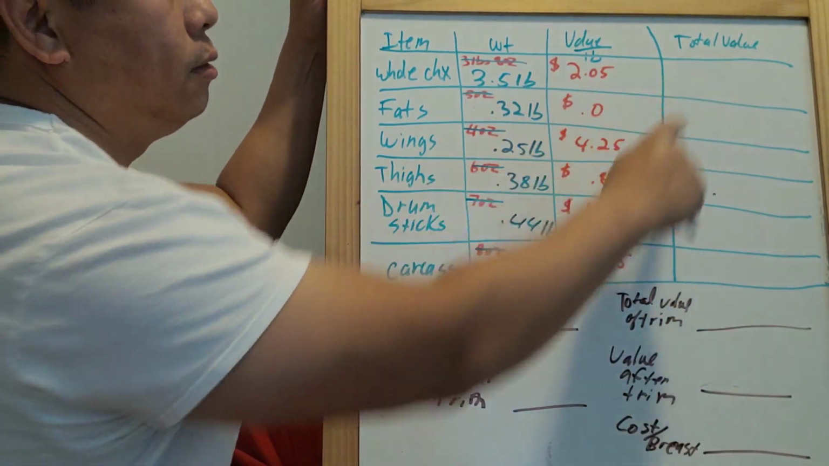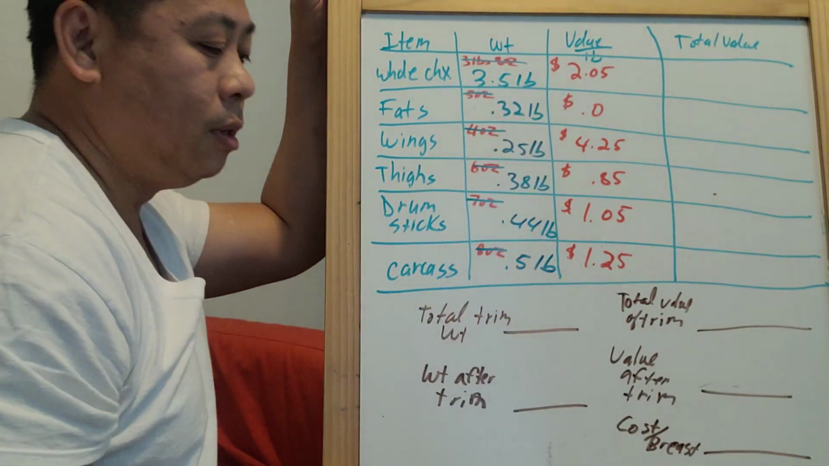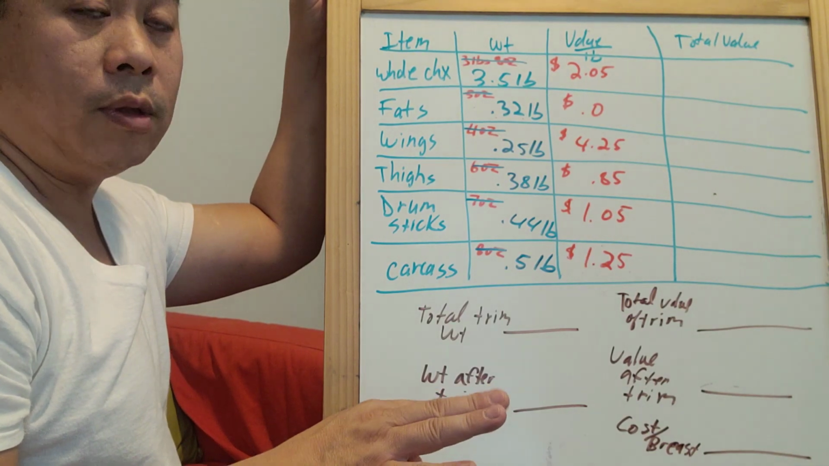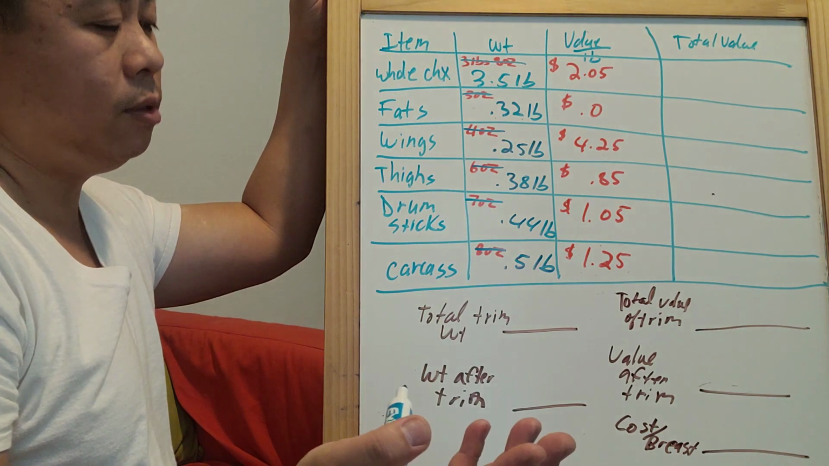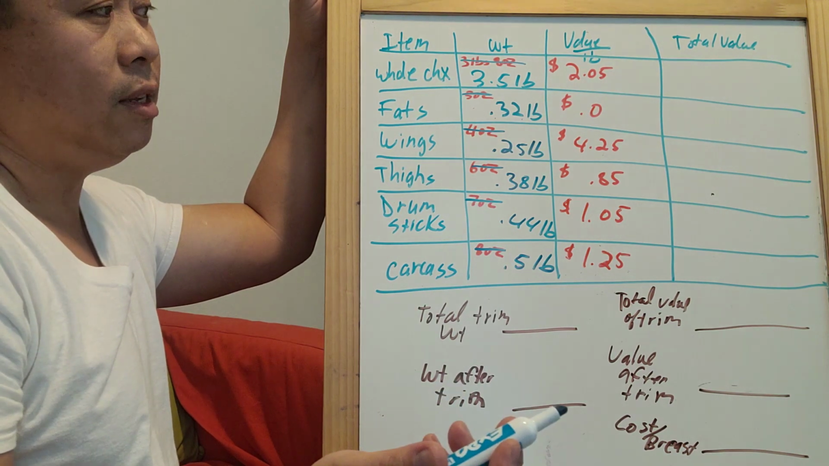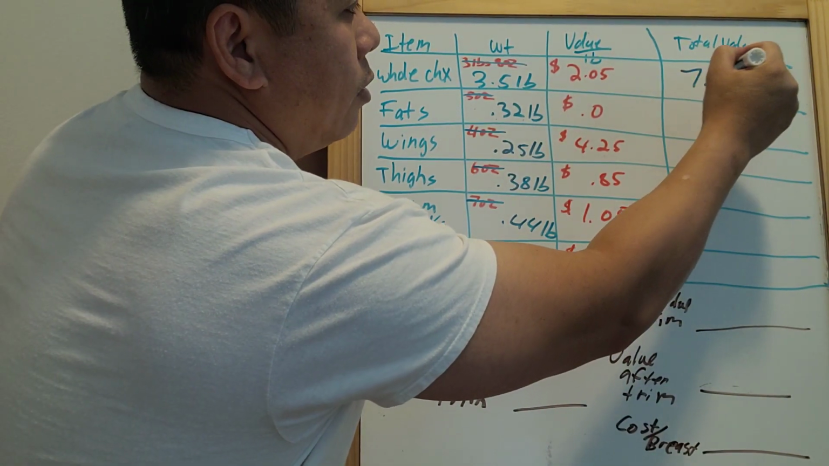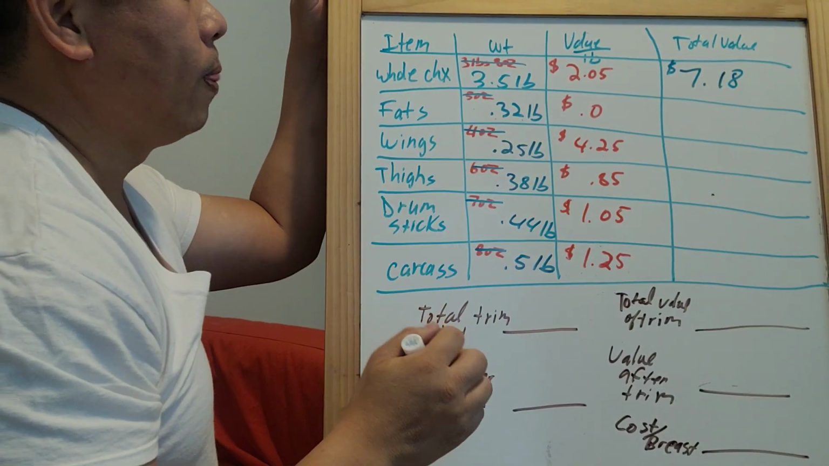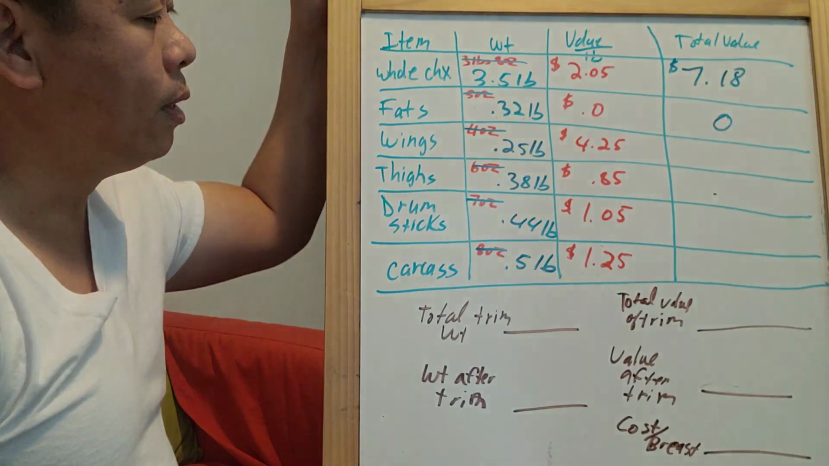Now we can extend it out. Extending means the weight in one unit, pounds, times $2.05. It's going to give you like 3 or 4 decimal points, but we're going to round to the nearest penny. So it's roughly about 7.175, and $7.18 is what we're looking at when we round it to the nearest penny. So the total value is $7.18. That's the value of the whole chicken. Fats, you get nothing. The market value for fat is 0.